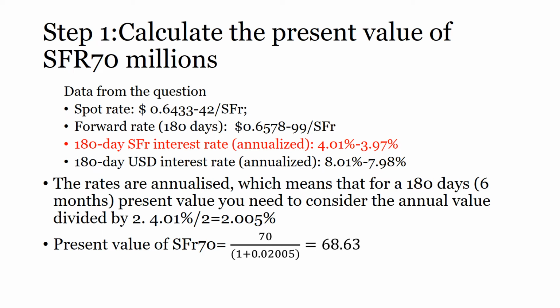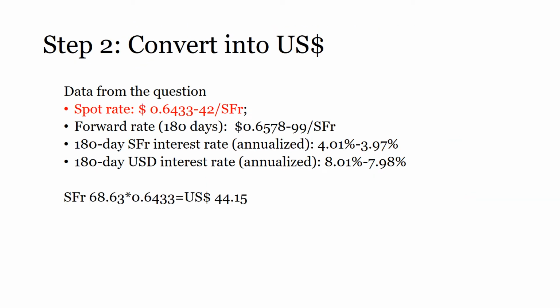Step 1, you find the present value of the 70 millions. So you go to the data that are given to you, and you see that at time 0, the interest rate for Swiss francs for 6 months is 4.01% annualized, which means that for a 6 months investment or discounting or whatever, you need to divide by 2, which is what we do here. This is the discount factor, 1 over 1 plus 0.002005. It gives you 68.63 million francs.